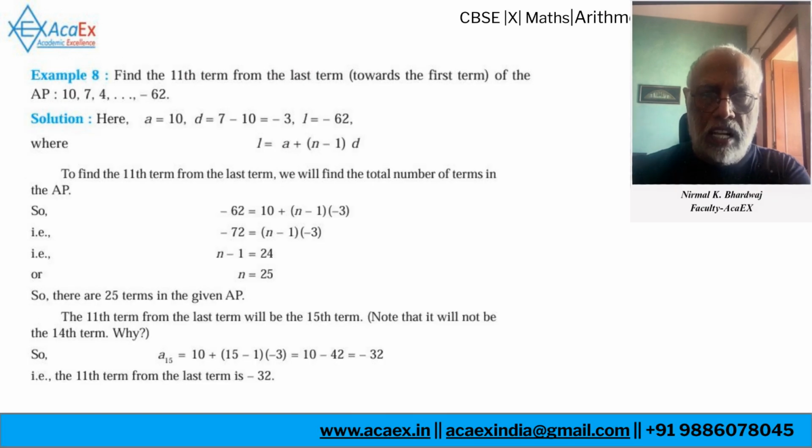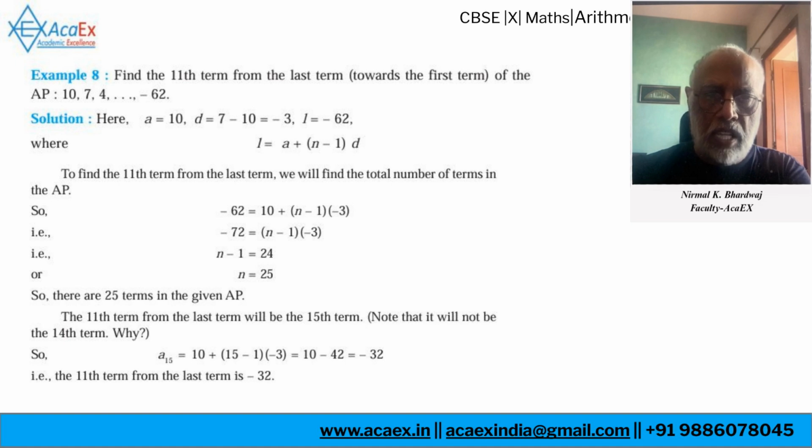Example 8. Finding a term from the end. Find the 11th term from the last term of the AP 10, 7, 4, down to negative 62. First, we find the total number of terms in the AP, with a equals 10, d equals negative 3, and the last term l equals negative 62. We solve for n and find there are 25 terms.